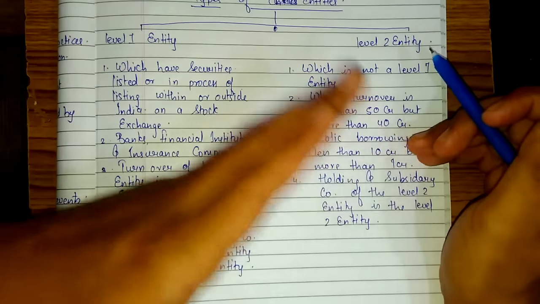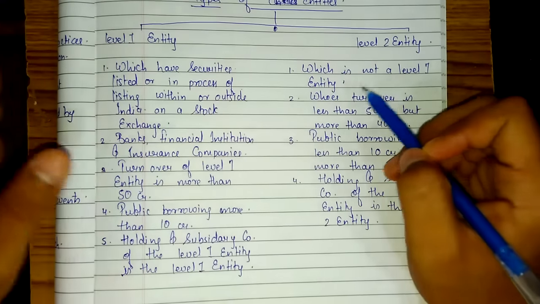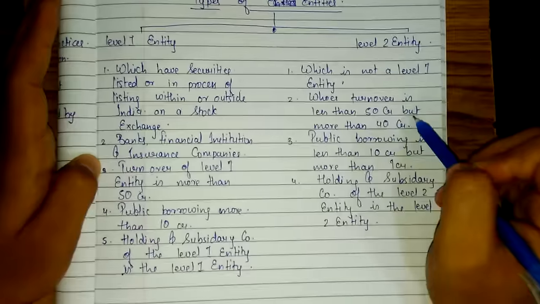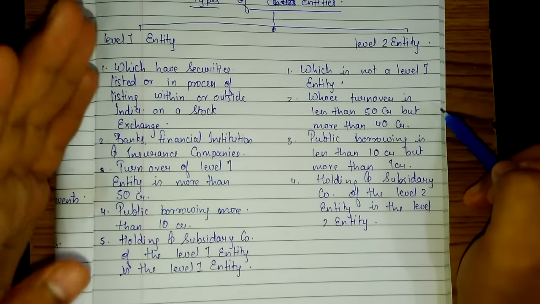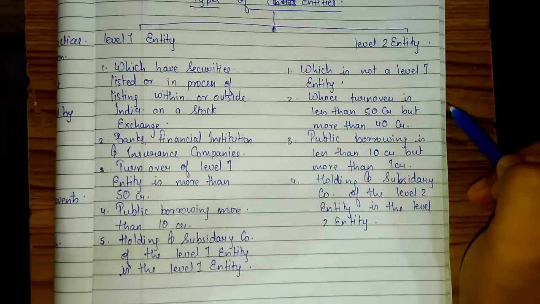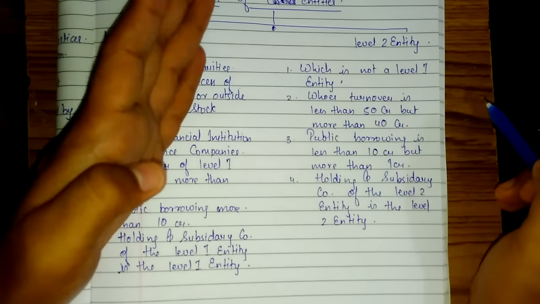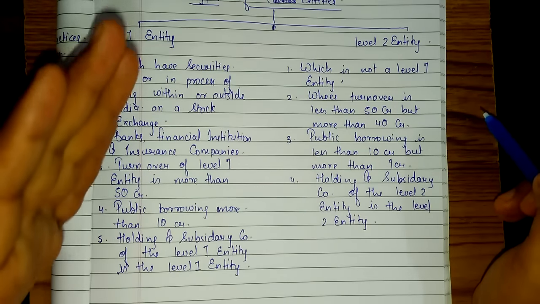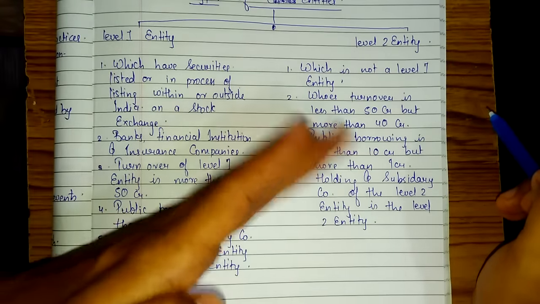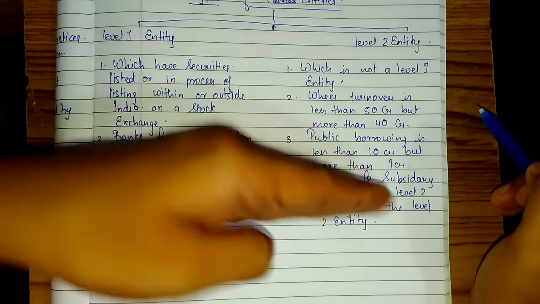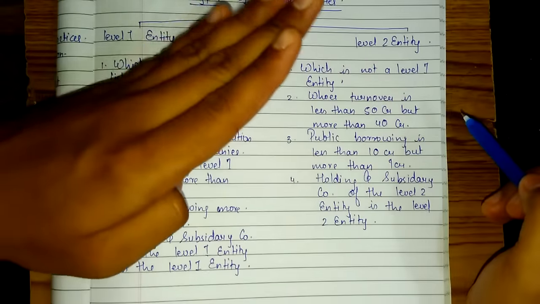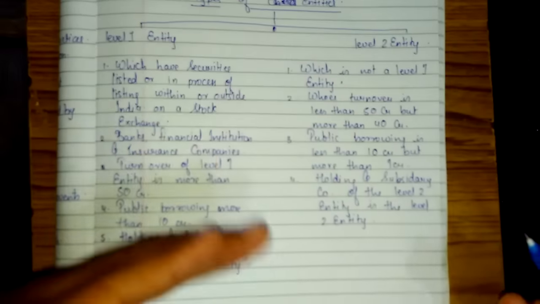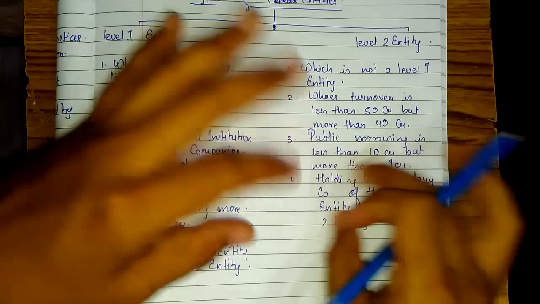Okay, how will we classify a level 2 entity? A level 2 entity is one which is not a level 1 entity, quite self-explanatory, whose turnover is less than 50 crores but more than 40 crores. Are you understanding it? The level 2 entity's turnover should be more than 40 crores but not more than 50 crores. If more than 50 crores, it will come to level 1 entity. I hope you all are understanding. And its public borrowing should be less than 10 crores and more than 1 crore. So if it is more than 10 crores, it is a level 1 entity. Hope this is clear to you all. And finally, the holding and subsidiary company of a level 2 entity is a level 2 entity. Quite simple. This classification is over.